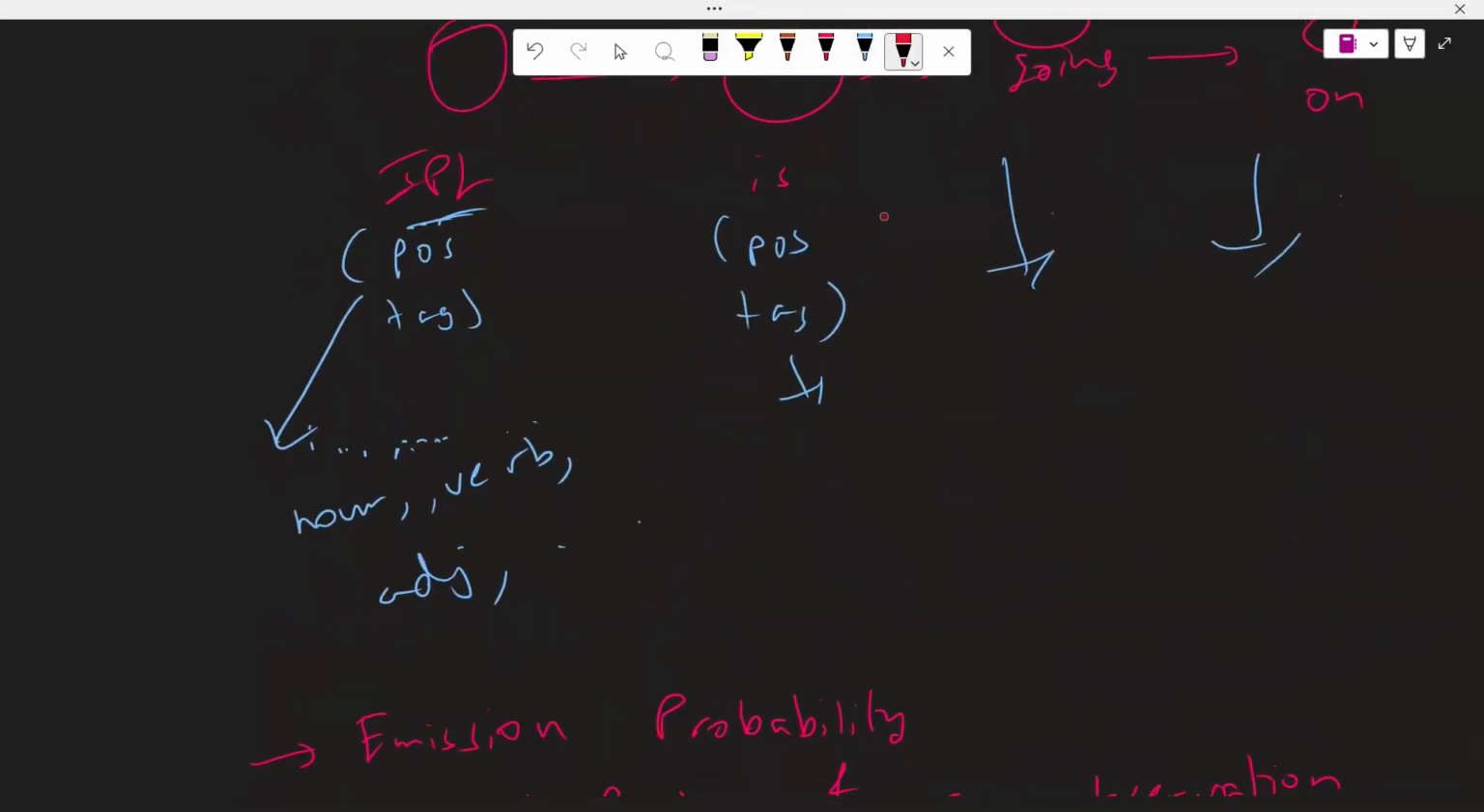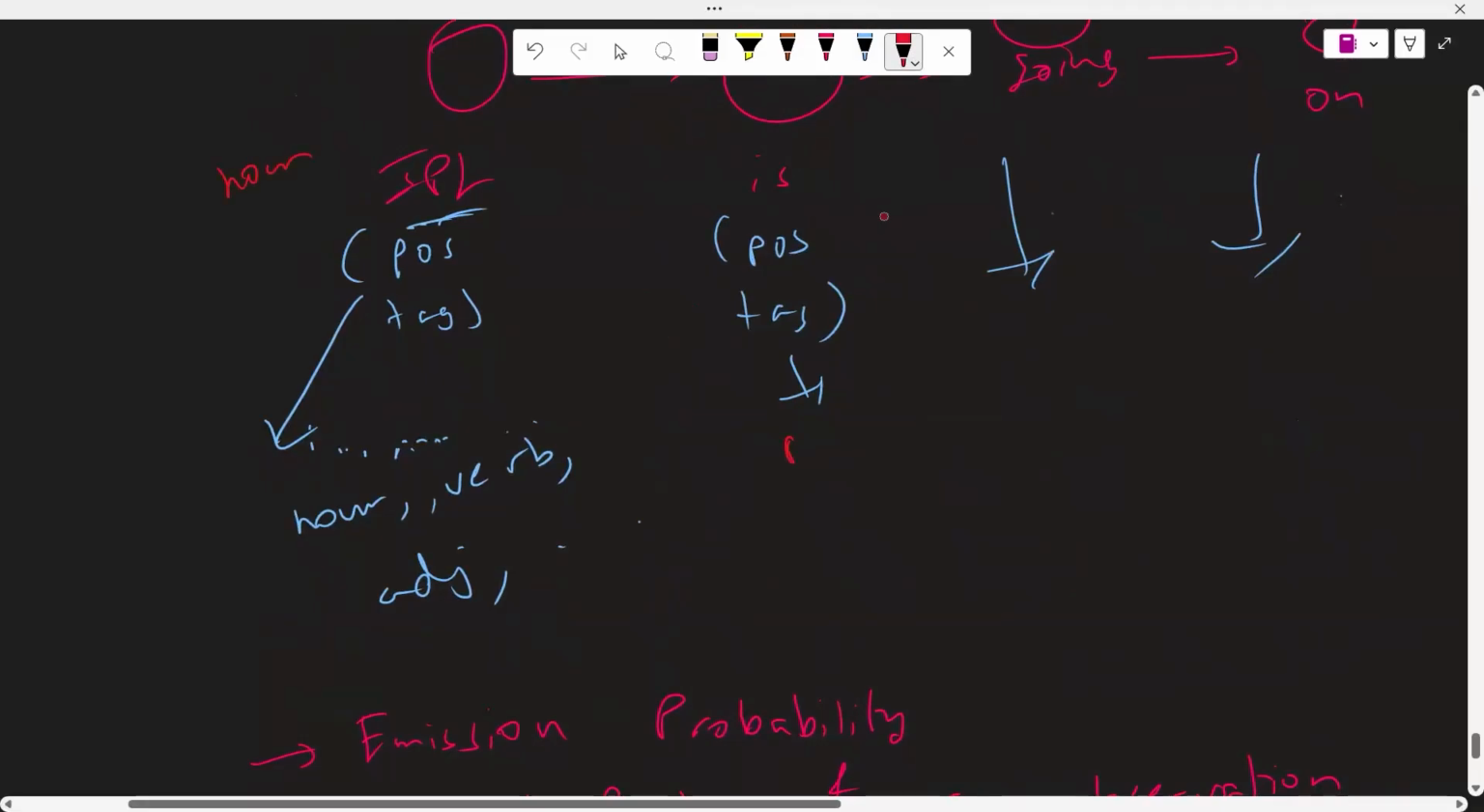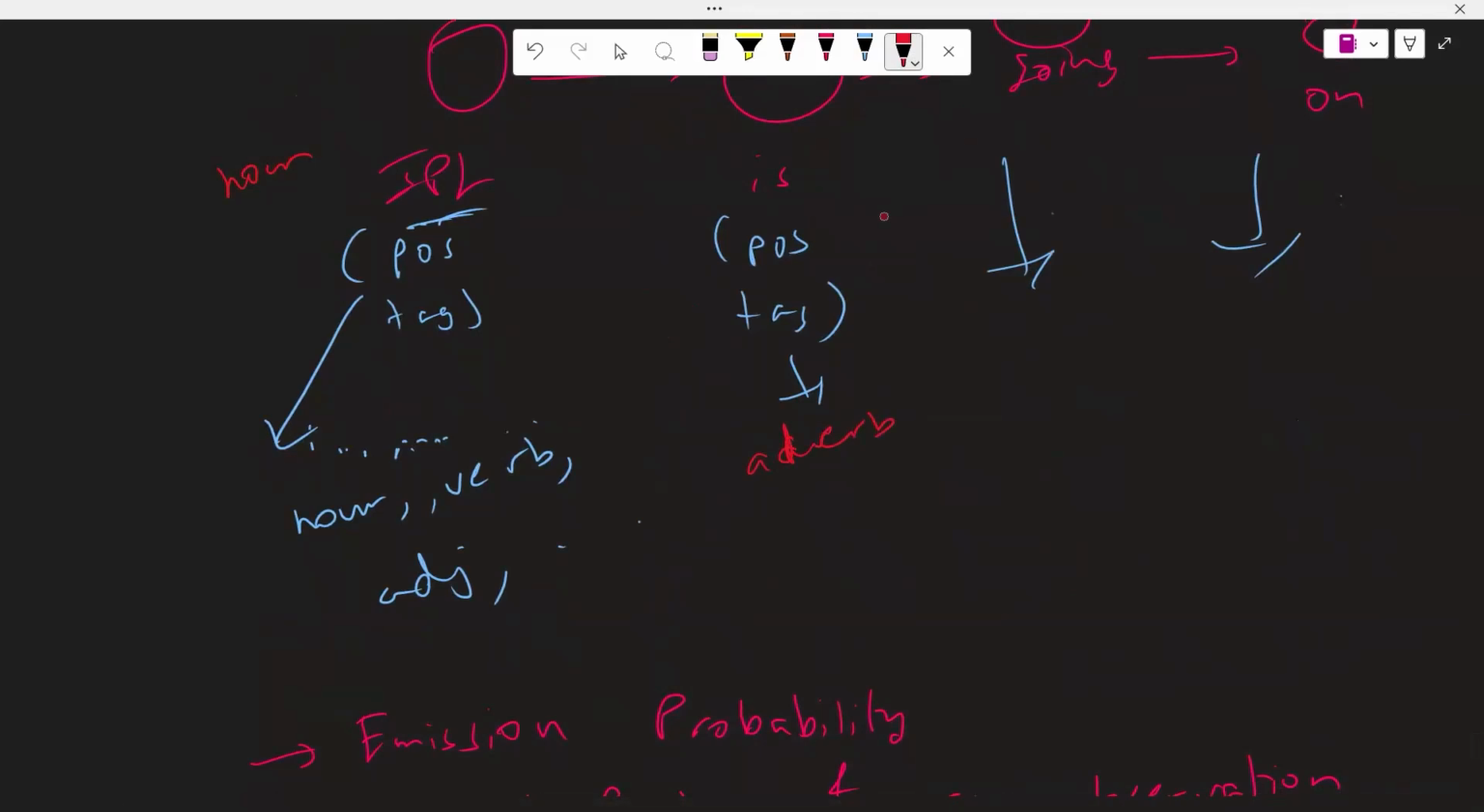You have a particular POS stack. Let's say over here this is noun, over here is adverb, this is, let's say, a verb, and let's say this is a preposition. These are the parts of speech which are there.